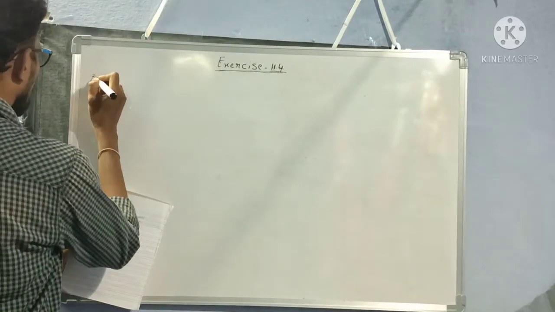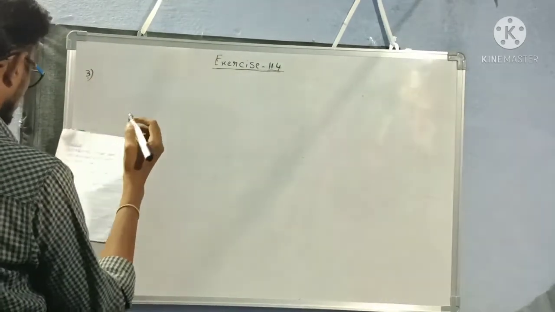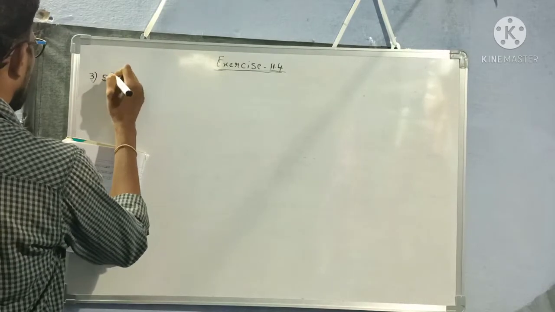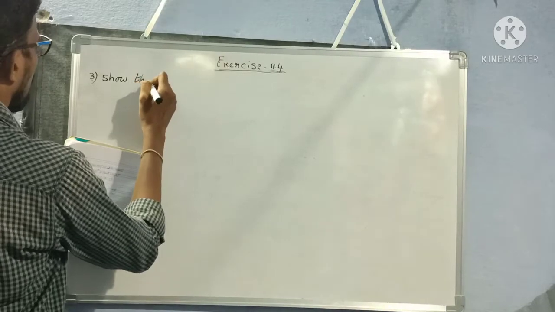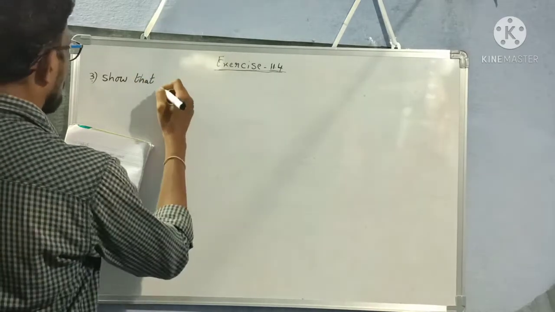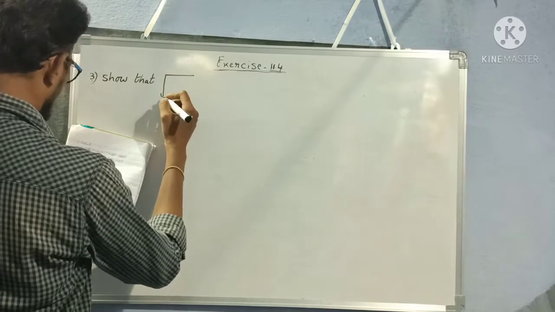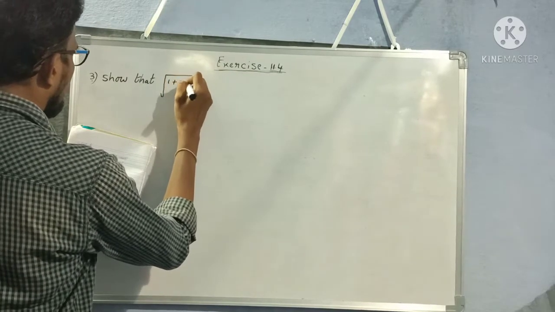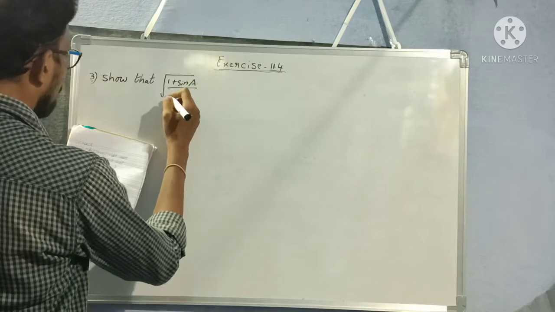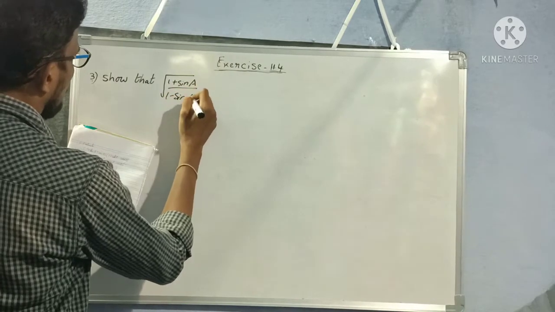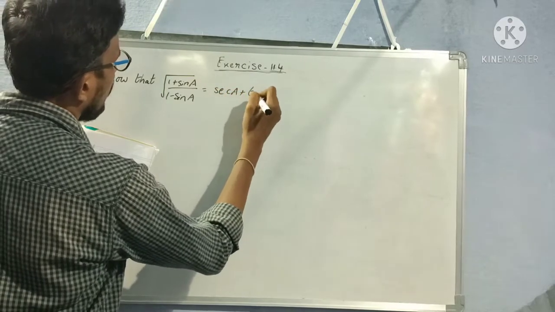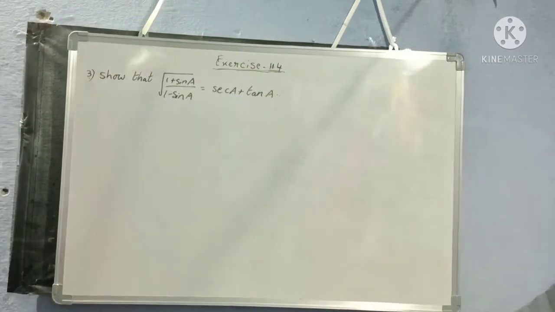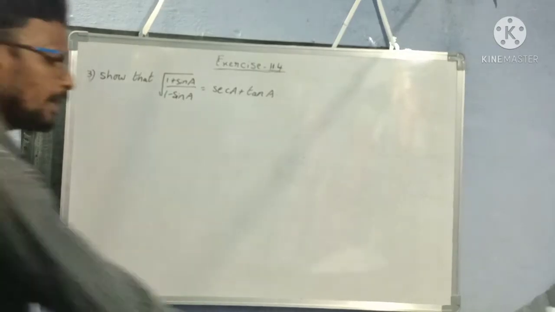So what is the third question here? Question number 3. This is very important. Show that square root of (1 plus sin A) by (1 minus sin A) is equal to secant A plus tan A. Okay, so now let me take the LHS and get the RHS.